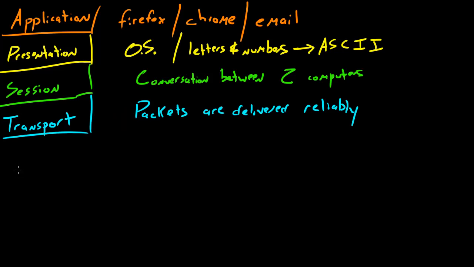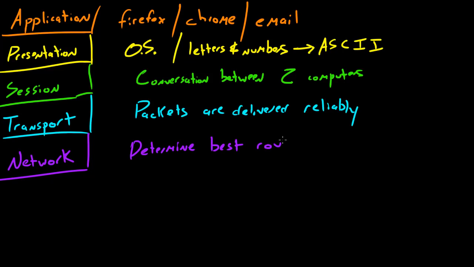Now let me go ahead and get a new color. Purple looks good. The next layer I want to talk about is the network layer. Let me make sure. 1, 2, 3, 4, 5. All right, I got two more, plenty of space. Now, the network layer is basically going to determine the best route for data.